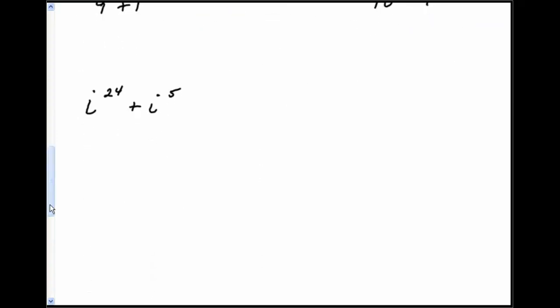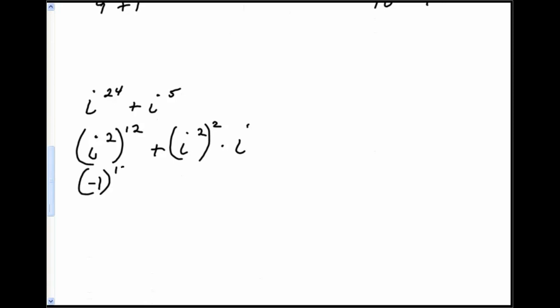Finally, let's take i to the 24th plus i to the 5th, and we're going to do this by rewriting everything in terms of i squared. So i to the 24th can be rewritten as i squared raised to the 12th power plus i to the 5th we could say is i squared squared, that takes care of i to the 4th now, times i. So i squared is -1 raised to the 12th plus -1 squared times i. -1 to the 12th is 1 plus i squared is 1 times i, or 1 plus i.